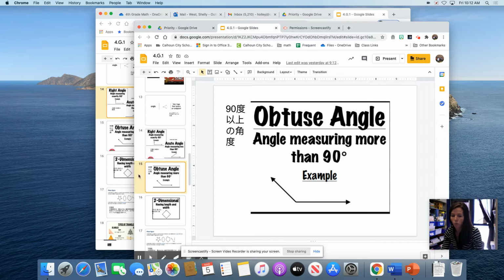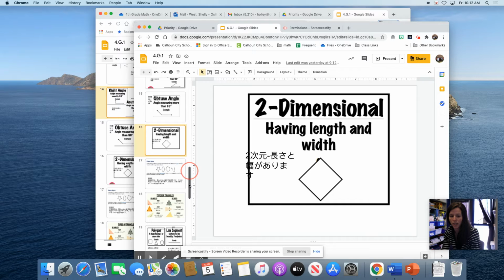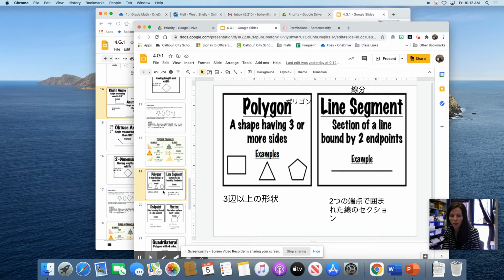Now, a lot of the words in our standard talk about a two-dimensional shape. So in the past, we've worked on area and perimeter, and how did we measure that? Using length and width. So you know that that's a two-dimensional shape, all of the shapes we've been using in class, because it has length and width, and that's how you're measuring it. Now, some other vocabulary words that we will see and talk about as we go on are polygons. So a polygon is a shape having 3 or more sides, and here's some examples. So if a shape has 3 or more sides, it is considered a polygon.